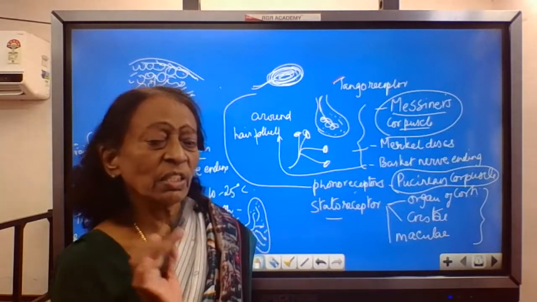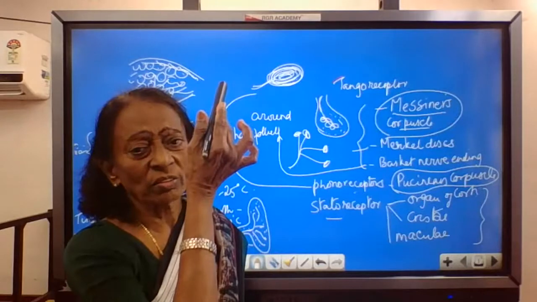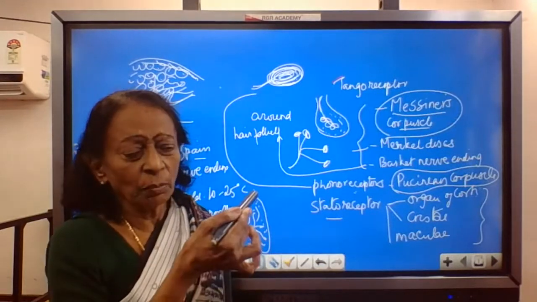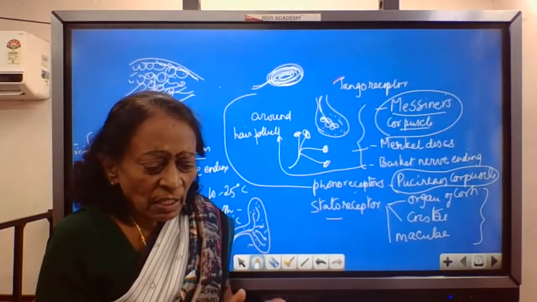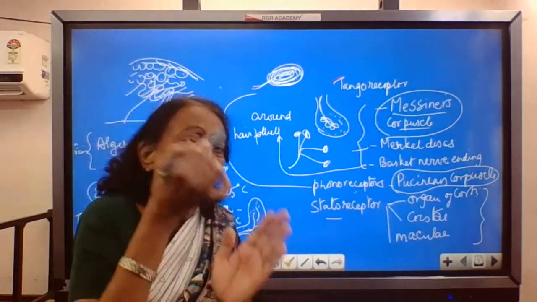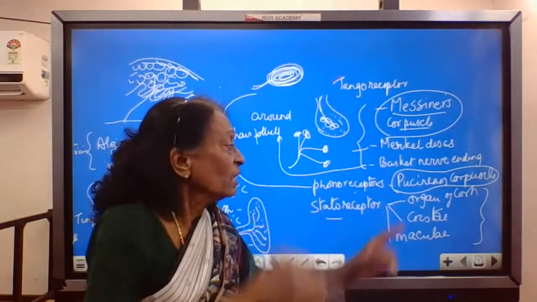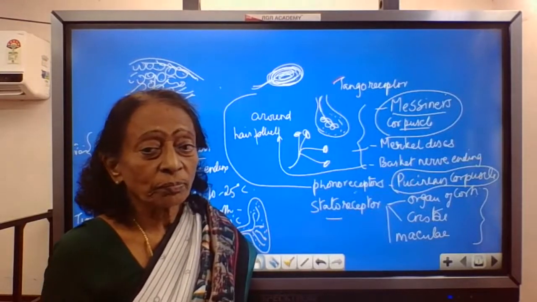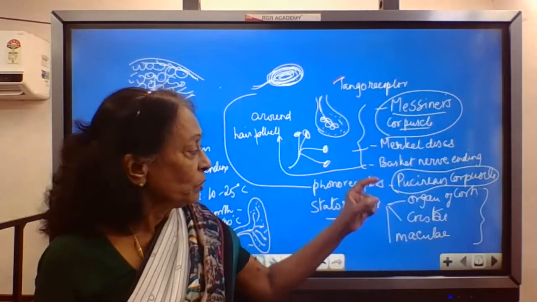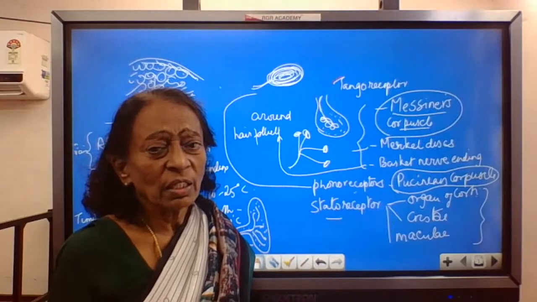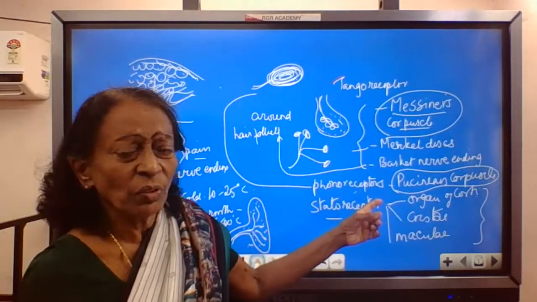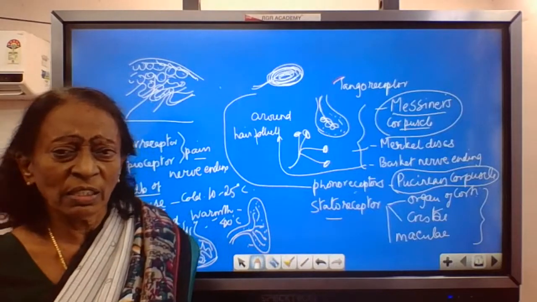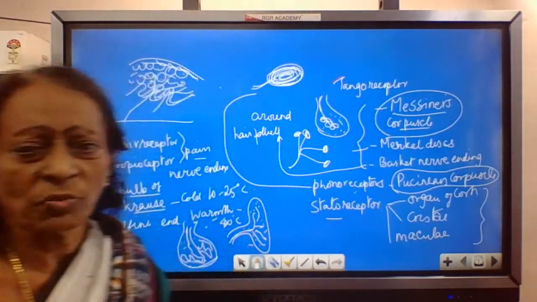The basket nerve ending twists around the shaft of the hair. The base of the hair is in the dermis. When the nerve comes near the hair, it twists around the shaft, and that is why it's called the basket nerve ending. You should be able to remember these nerve endings. This is a rough diagram I have given you; you can verify it yourself in books that show pictures of the receptors.